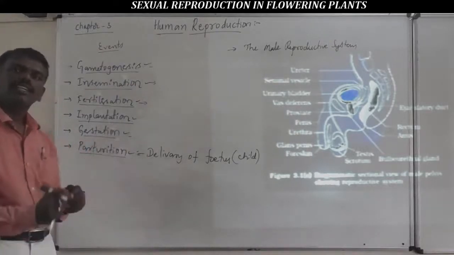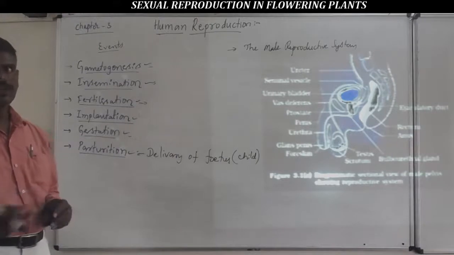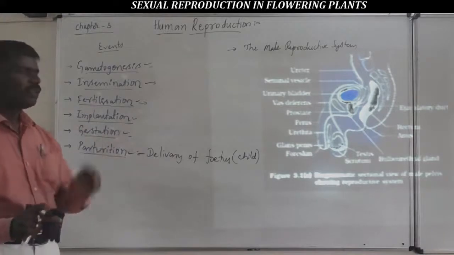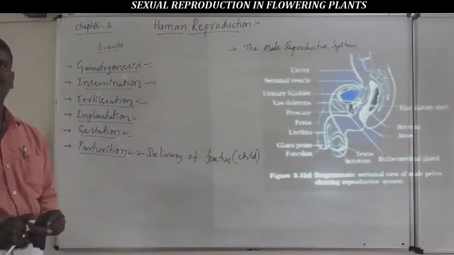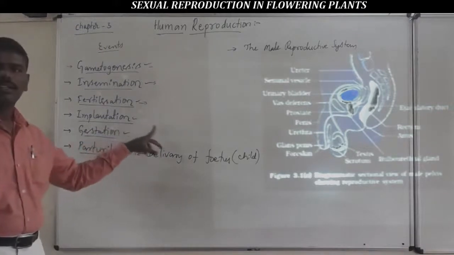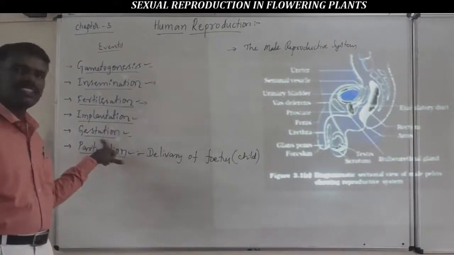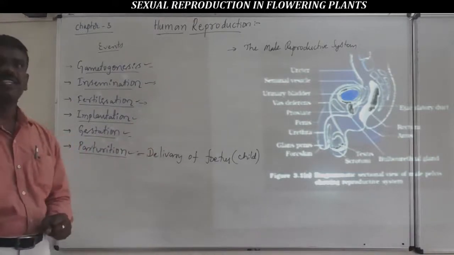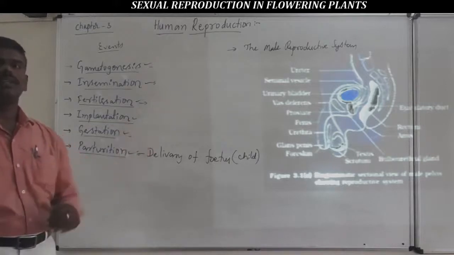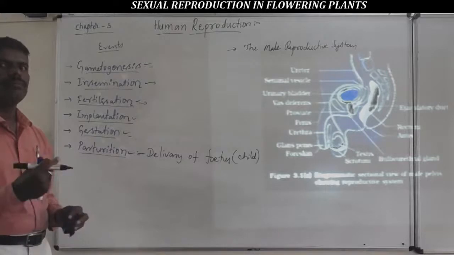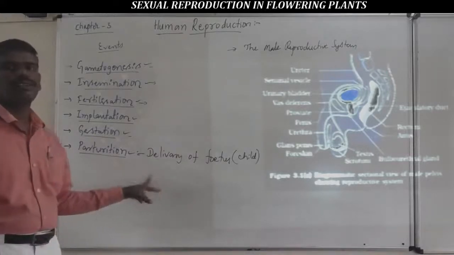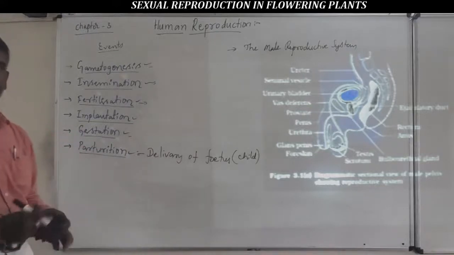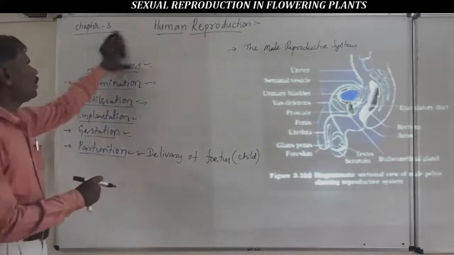Implantation is the development of the zygote into a blastocyst, which is attached to the wall of the uterus, the endometrium. Another one is gestation, the development of the baby or embryo, up to the point where the complete baby is developed. After it is completely developed and matured, the delivery of that fetus or child is called parturition. These are the events which occur in human reproduction.